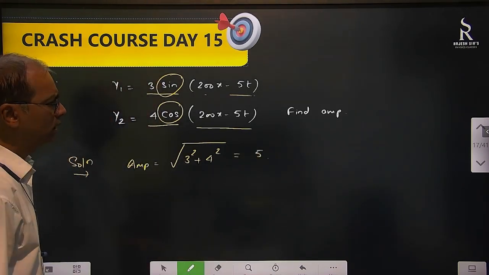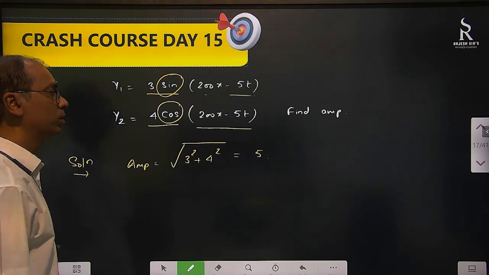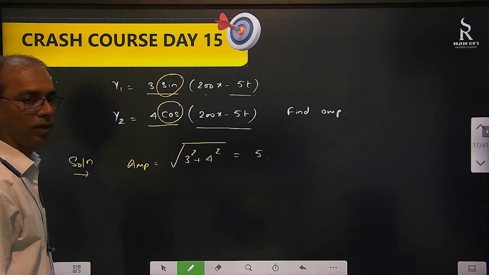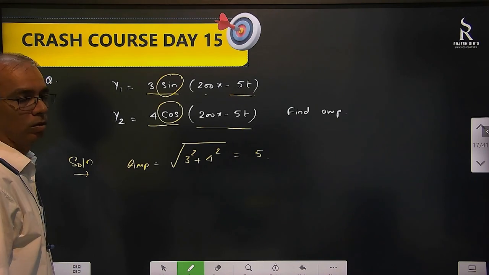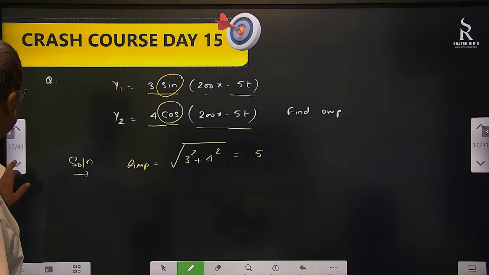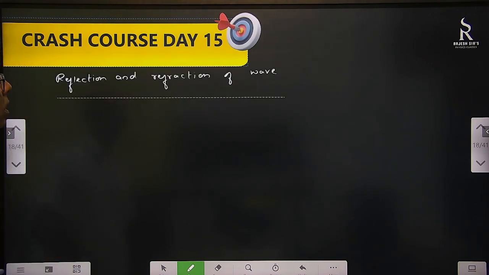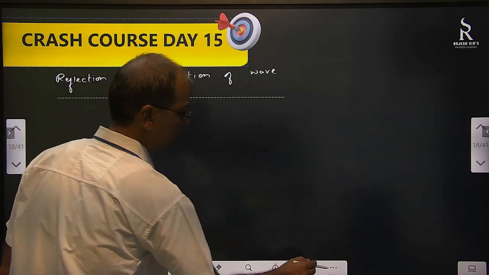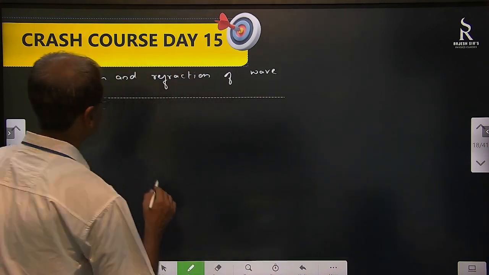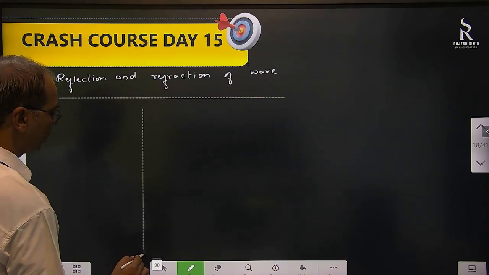That is only what he is asking. So okay, no problem. But if suppose the angle is also being asked, that also we can find. We know that. Okay. Then reflection and refraction of a wave. So we have to study that.